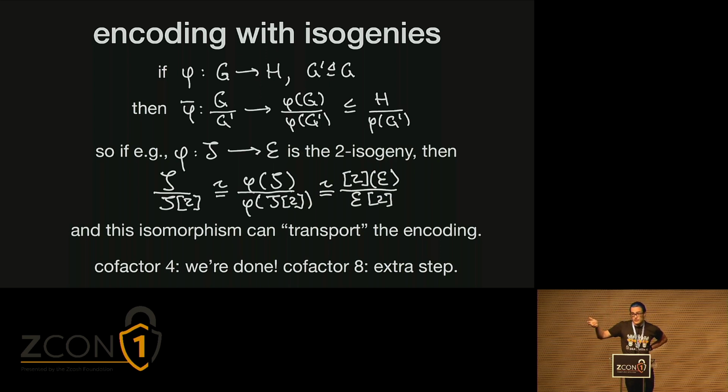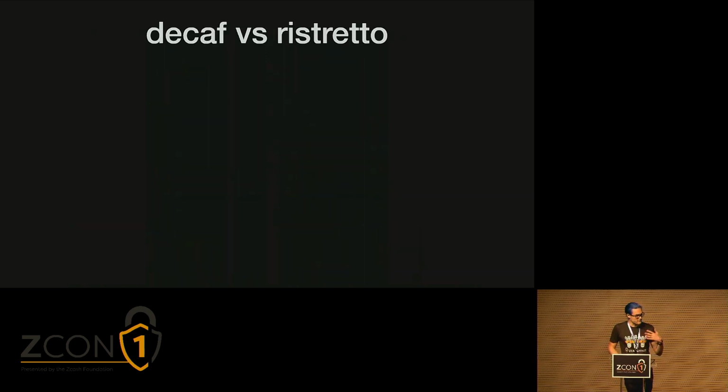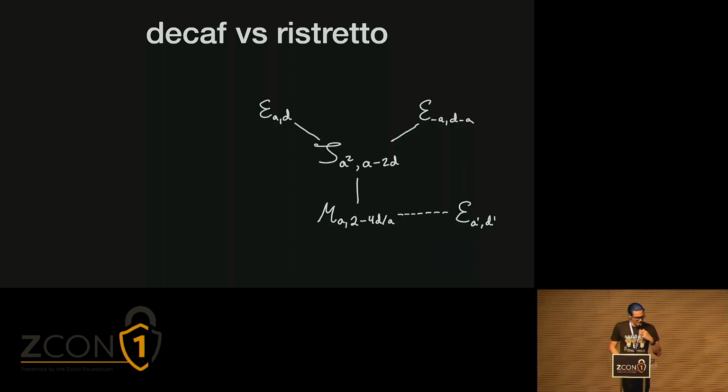And when we mod out by the 2 torsion, that takes out another factor of 2, and so we get a prime order group. In the cofactor 8 case, there's an extra step that is described on the website and not in this talk. And so how does this fit together with decaf and ristretto? Well, if we draw that diagram that we had before, right?